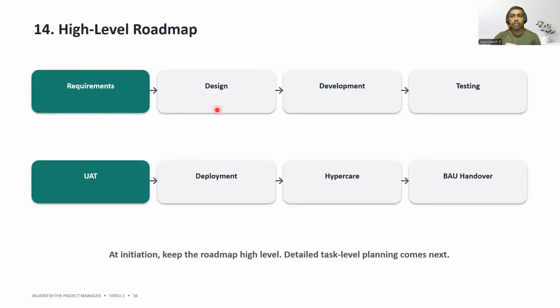At this stage, I would not pretend we have a perfect detailed schedule. I want a high level roadmap that shows major phases and milestones, while detailed activities, estimates, resources, and dependencies come during planning. This distinction helps prevent false precision early in the project. At initiation, keep the roadmap high level. Detailed task level planning comes later.